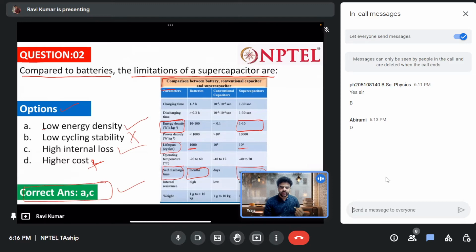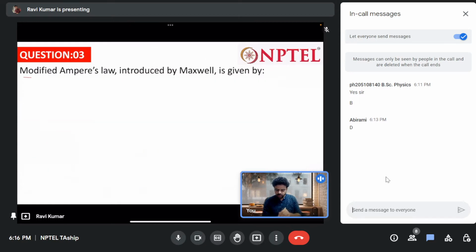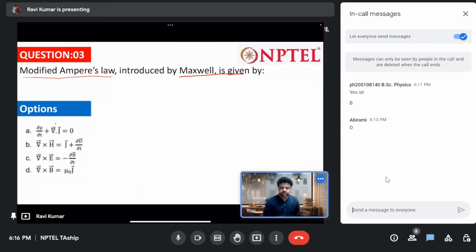Okay. Let's move to the next question. Question number 3. It says modified Ampere's law introduced by Maxwell is given by. So these are the options. Which one equation represents the modified Ampere's law introduced by Maxwell? A, B, C, D.